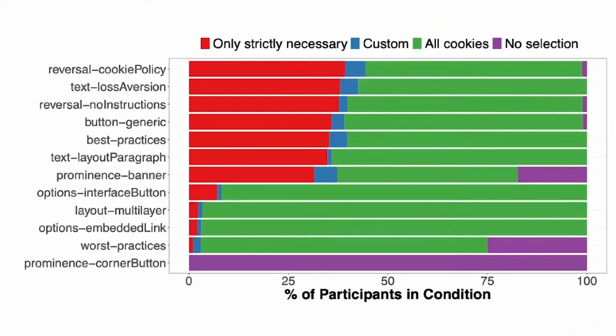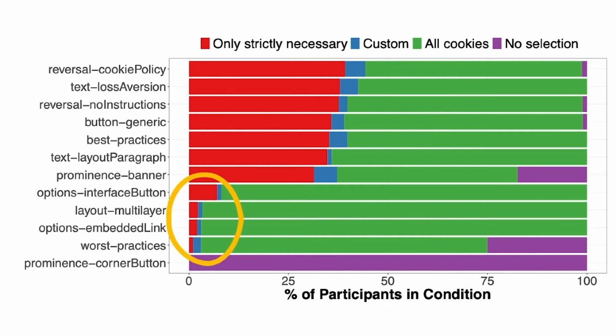Let me give you a few highlights from our results. First, let's look at what consent decisions people actually made. Each row represents one of our 12 conditions. The people who accepted only strictly necessary cookies are shown in red. The people who accepted all cookies are shown in green. And the people who didn't make any selection are shown in purple. The people who made fine-grained cookie decisions are shown in blue. Not very many of those.